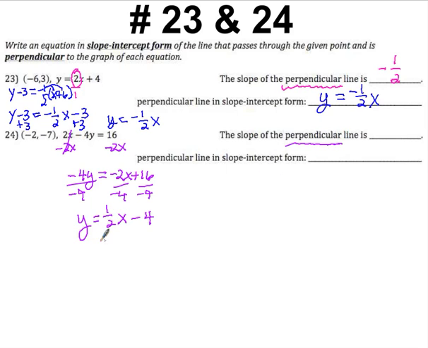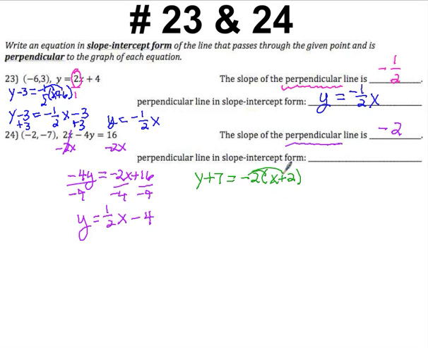Remember, we're finding perpendicular. So I'm going to flip it and make it opposite, so that is now negative 2. So I'm going to use this negative 2 and this point to find my new line. I'm going to do that under here. So I get y plus 7 equals negative 2 times the quantity x plus 2.